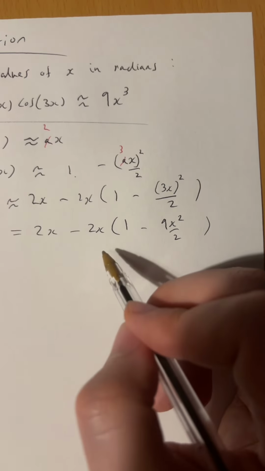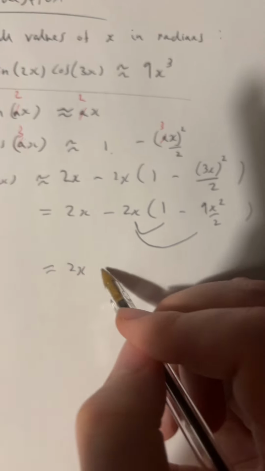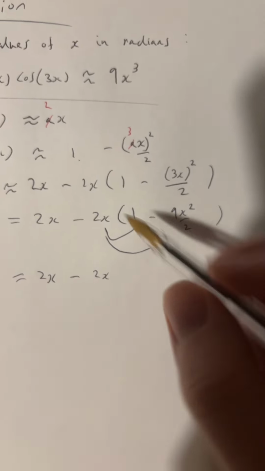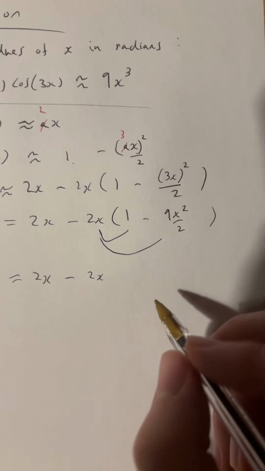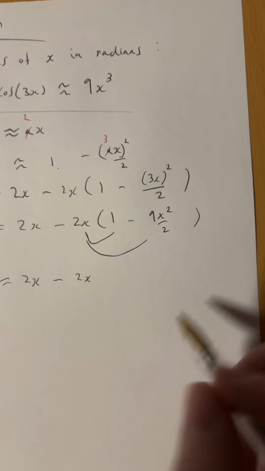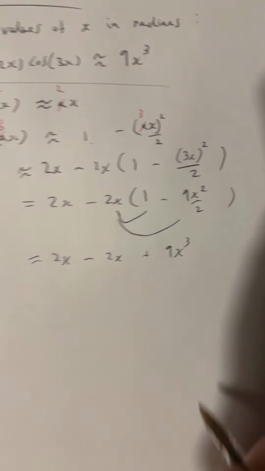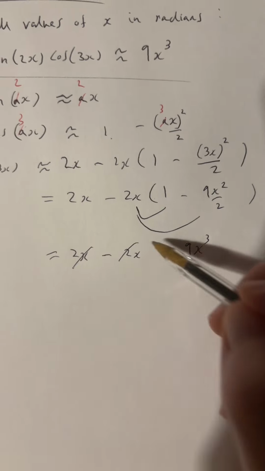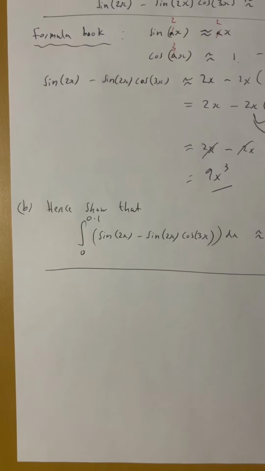So now we can go ahead and expand some brackets like this. We've got 2x, take away 2x, minus 2x times minus 9 over 2 x squared. That is going to be positive because the minus signs cancel out. The 2's cancel out as well, 2 over 2 is 1. So we've got plus 9x cubed. Now the 2x's cancel out and we're left with exactly what we needed, which was 9x cubed. So now moving on to part B.